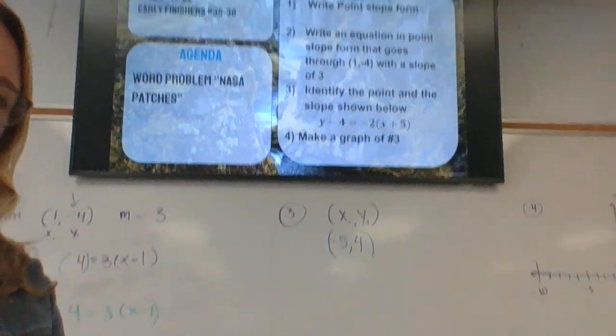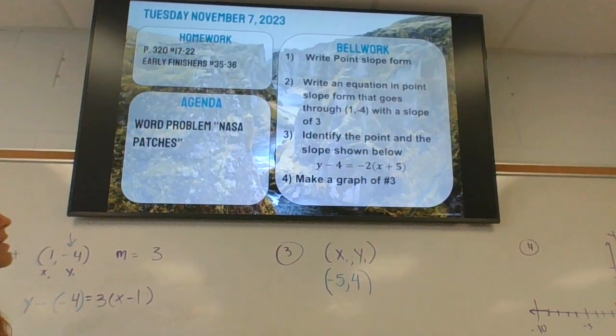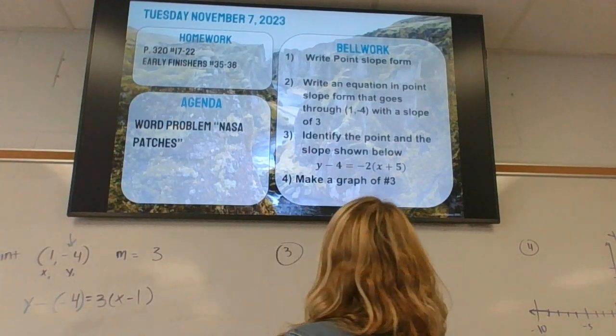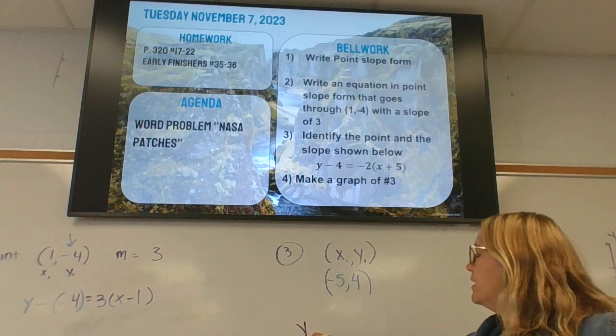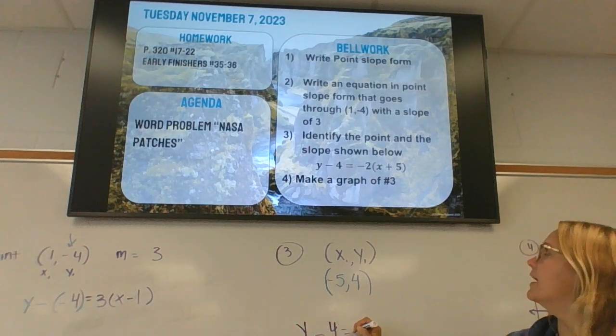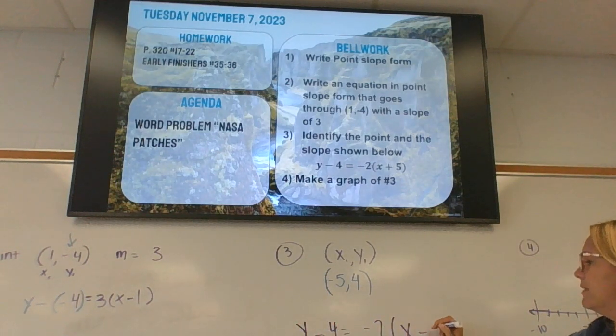I'm going to check out number 3. Number 3 says identify the point and the slope. Now, if number 3 were spread out, it would be x minus -5.